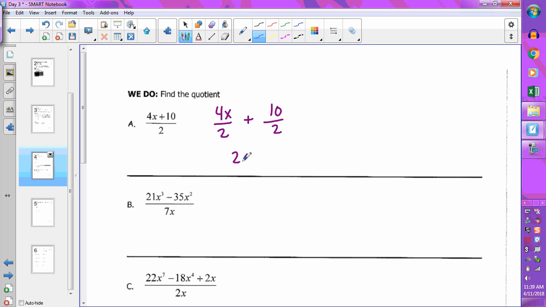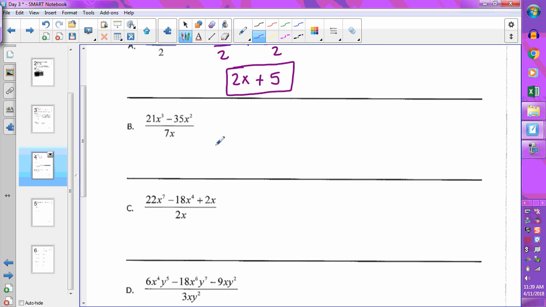So 2x. How many times does 2 go into 5? Remember to bring down your sign. Plus, 2 goes into 10 5 times. And this is your answer right here. All right, so let's go on to B.